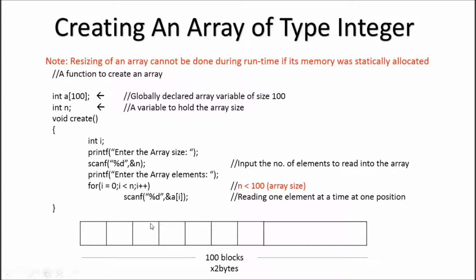So that being said, let's see how we are going to create an array. We declare an array first, int a of 100. This is going to be a global array variable, since we will use this array in multiple functions outside of main. So we declare an array of size 100. Remember that we cannot resize the array again during runtime, and we declare another variable to hold the array size, that will be n. So we write a function to create an array. We'll name that function create, and the return type of the function will be void.